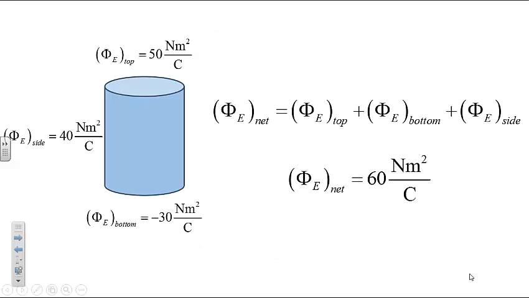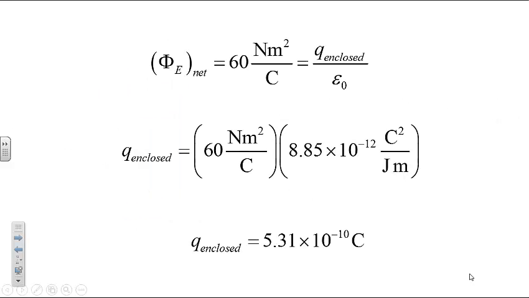This cylinder encloses a net electric charge. We can determine the net electric charge from the electric fluxes through the surfaces of the cylinder using Gauss's law. The net electric flux through the entire surface of the cylinder is the sum of the electric flux through each individual surface and is equal to 60 Newton meters squared per Coulomb. Substitution of this net electric flux into Gauss's law gives us a net electric charge of 5.31 times 10 to the minus 10th coulombs enclosed within the cylinder.